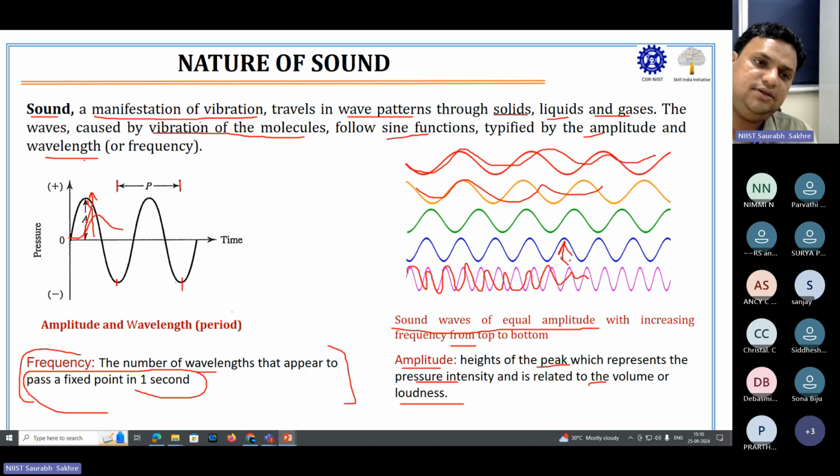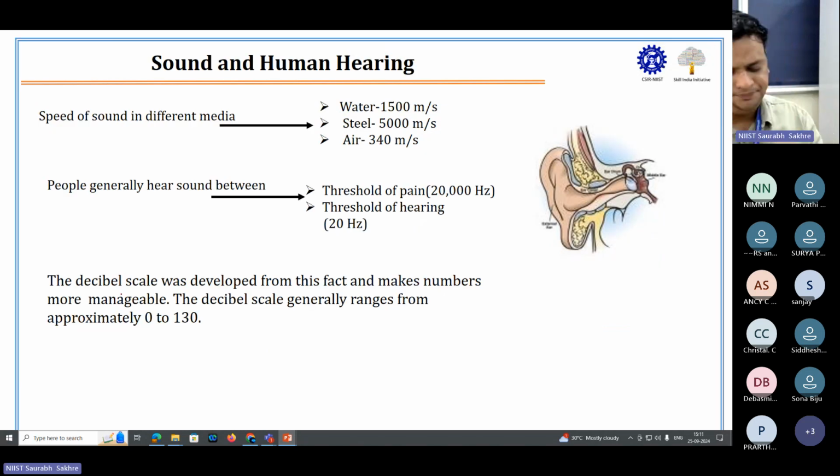So suppose a person has shouted 2 times in 2 seconds, then its frequency will be 2 shouts in 2 seconds, and that we will measure in terms of decibels. That I am coming to.